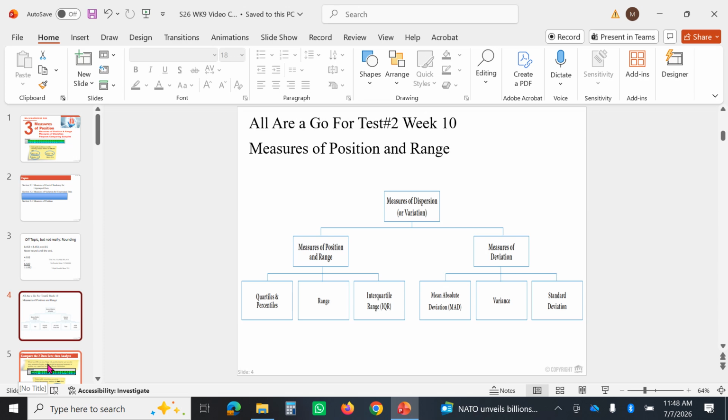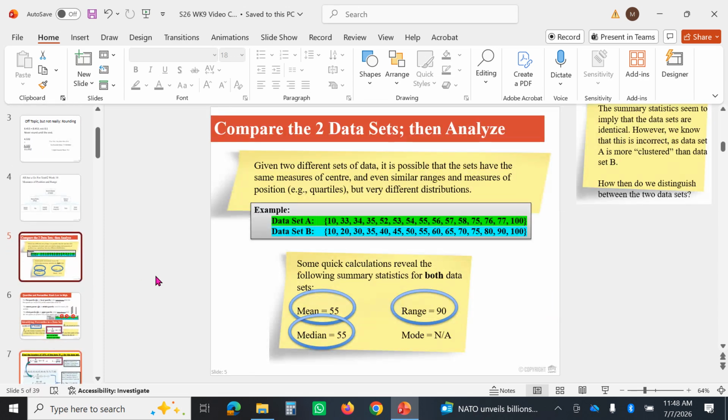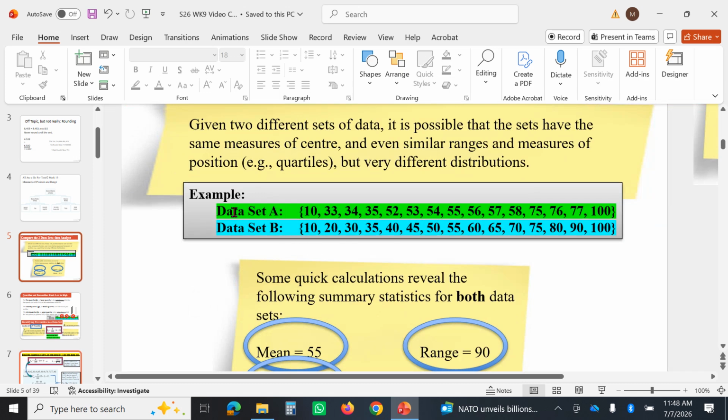Okay, let's go. Compare the two data sets, then analyze. You're not going to do that right now, but we are going to come back to this. This is from the title slide again: you have your two data sets. They look very similar, but they are not the same.